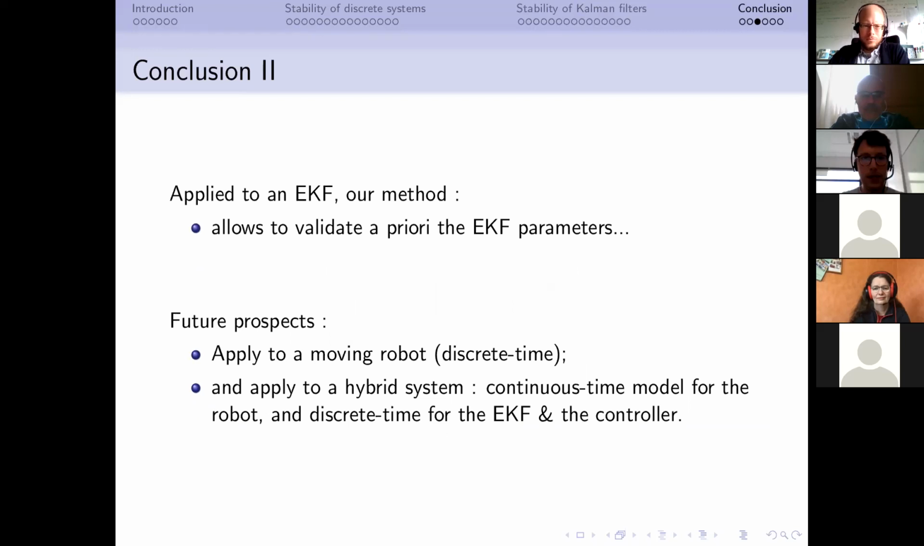When we apply our method to an extended Kalman filter, we can validate a priori the parameters of the extended Kalman filter so that the latter will converge towards the actual position of the robot. That's interesting in a real life scenario because it's hard to parameterize a Kalman filter. So if you have a method that will tell you that your parameters will actually make the algorithm work, then that's helpful.